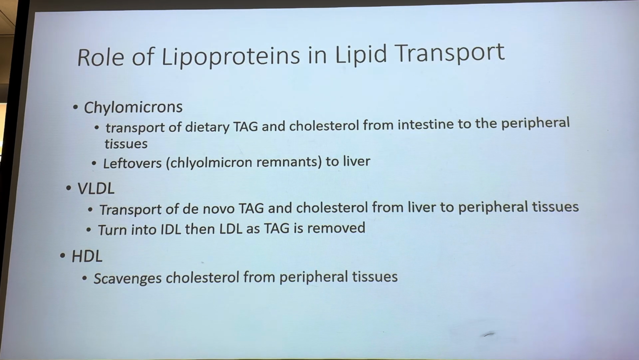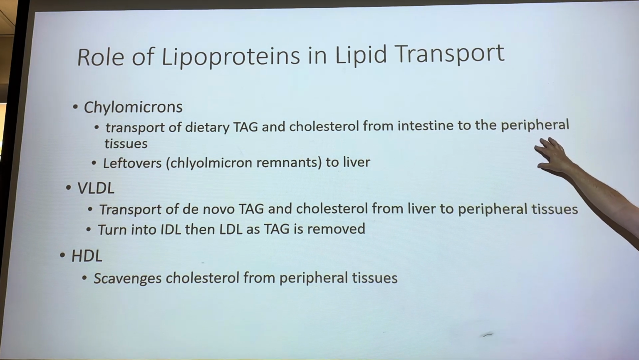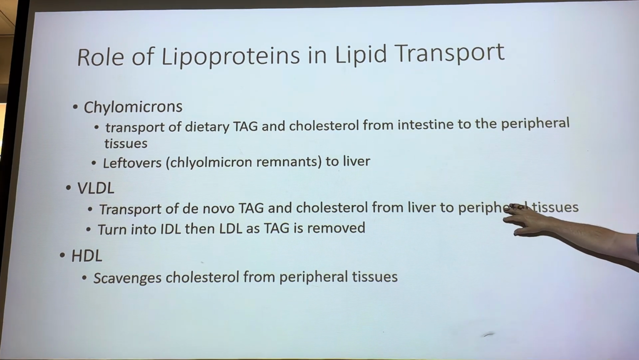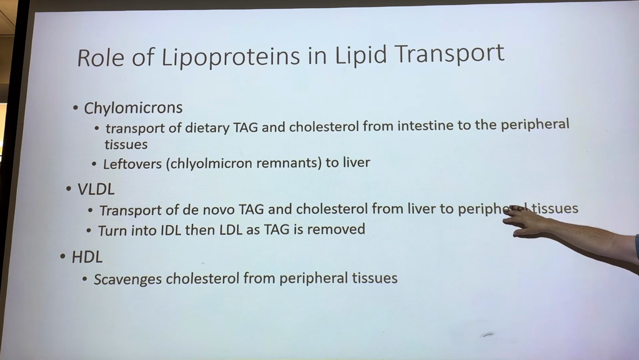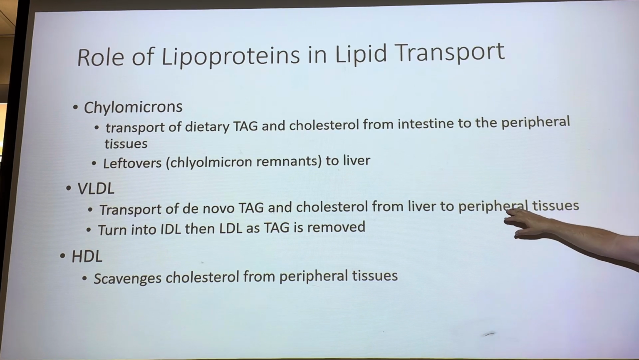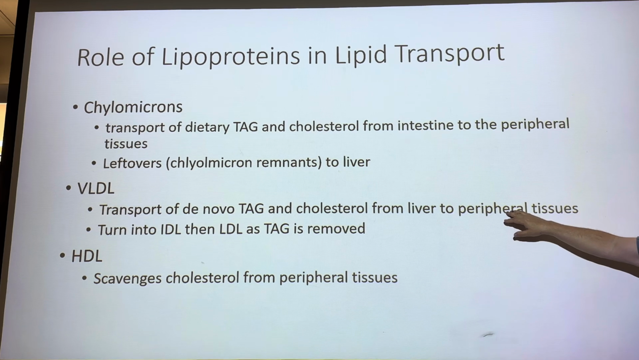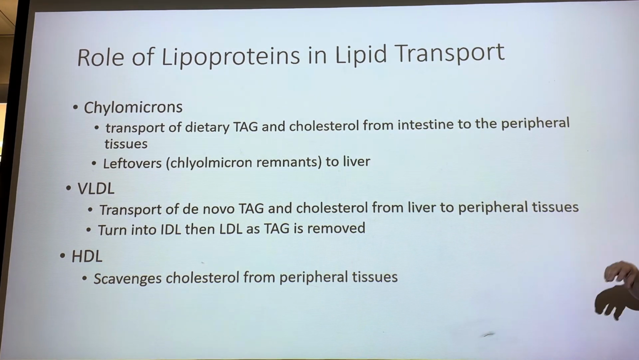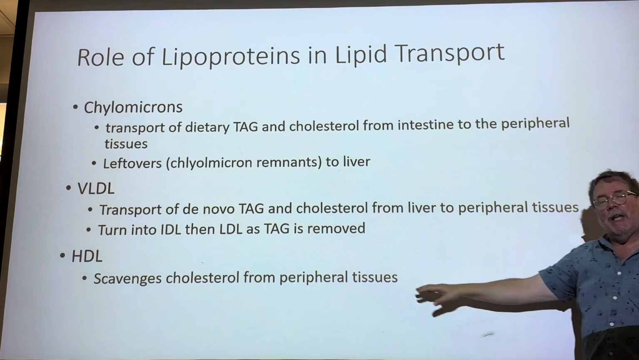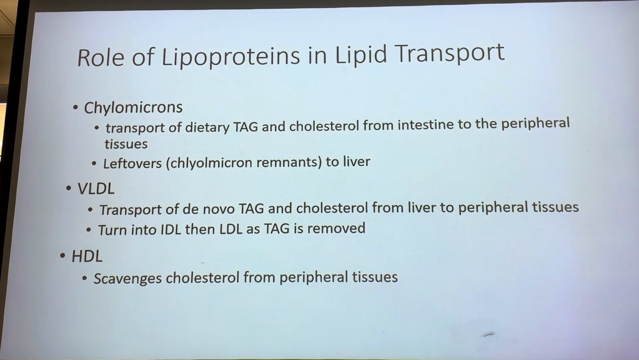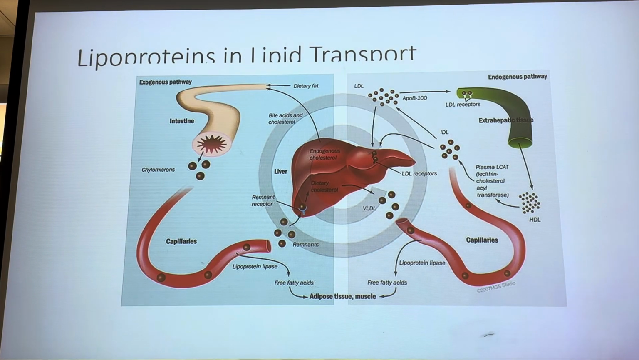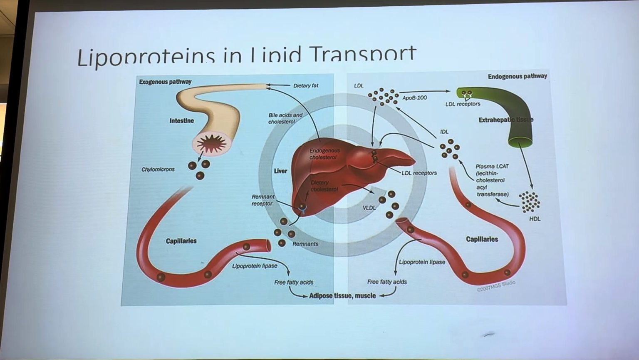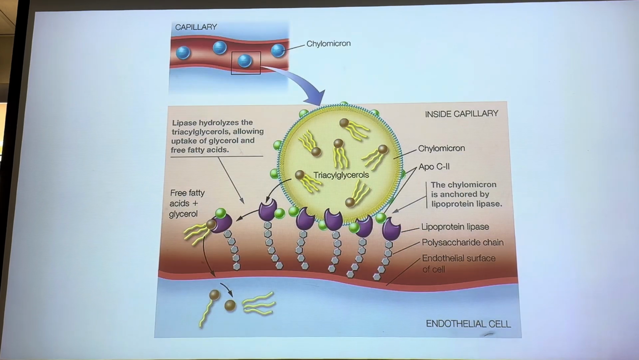Okay. So we talked about the role of the lipoproteins. The chylomicrons deal with dietary lipids. The VLDL deals with lipids that are synthesized by the liver, and then it ends up getting converted to IDL, then LDL as the triacylglycerol is removed. And then the HDL is involved in reverse cholesterol transport. I won't go through this. This basically is a complicated way of saying what I just said.